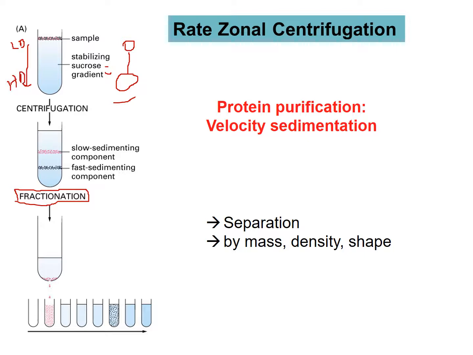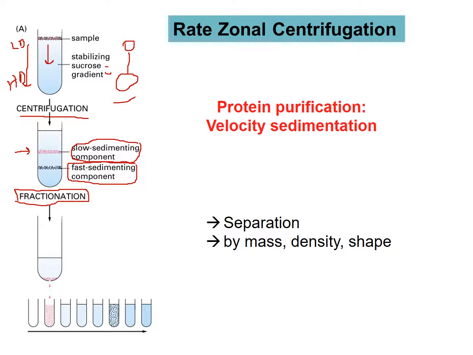So right away, you see that various organelles, other kinds of macromolecules will move through this media based on their density. And so we apply a centrifugal force, and we end up with fast sedimenting material, components, organelles, and slow. So we have basically two bands here.